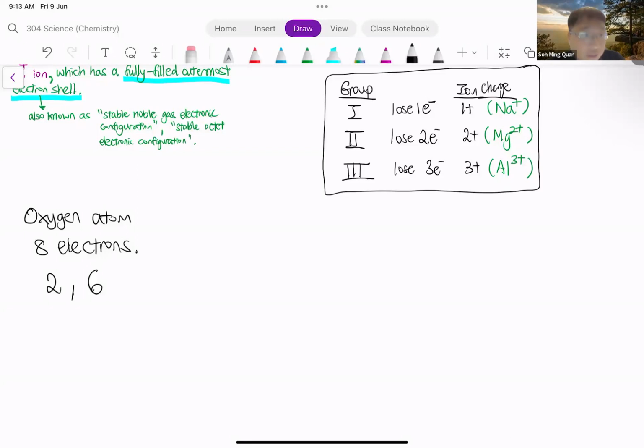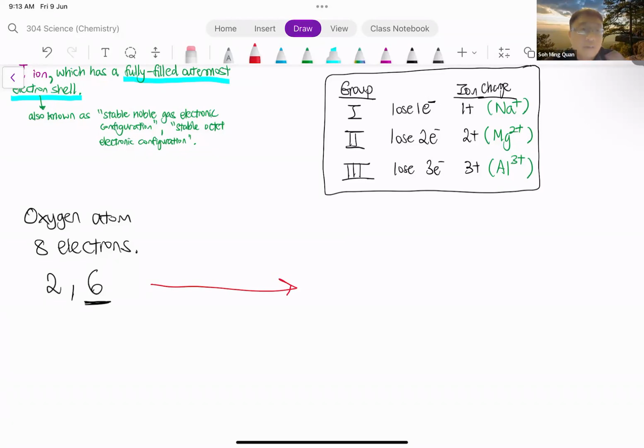6 is not a fully filled outermost electron shell. It has 6 valence electrons. It's not fully filled. So oxygen is in group 6. It has 6 valence electrons. It doesn't have a fully filled outermost electron shell.